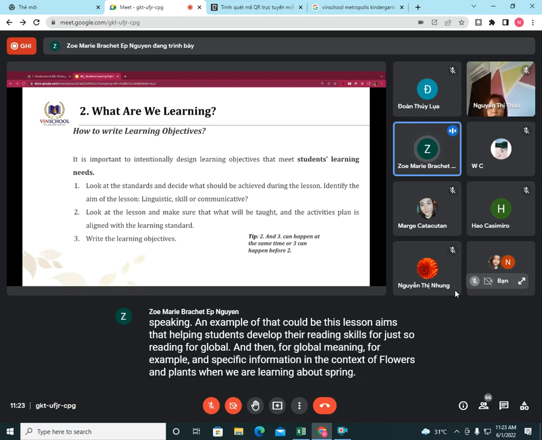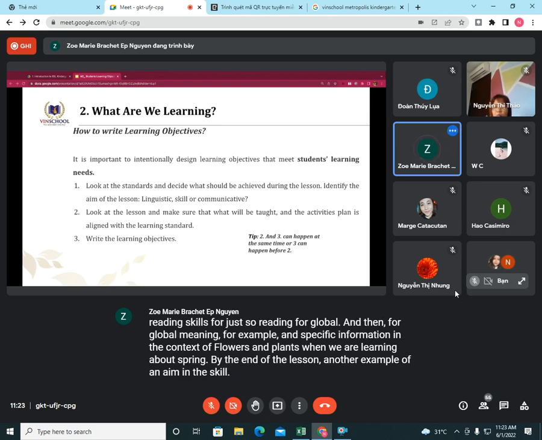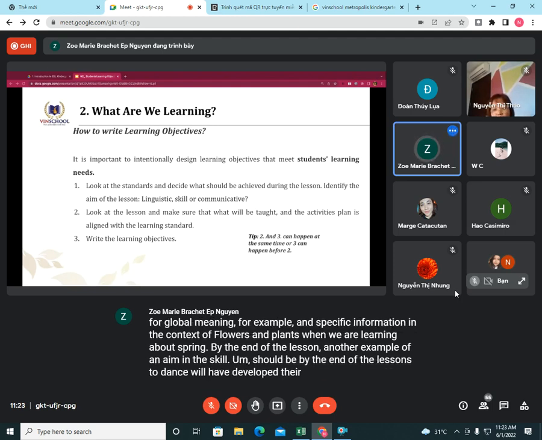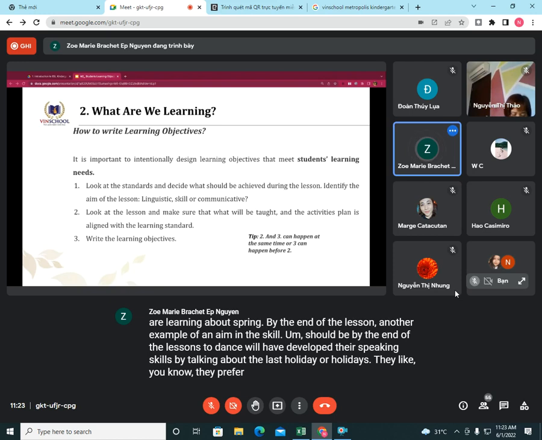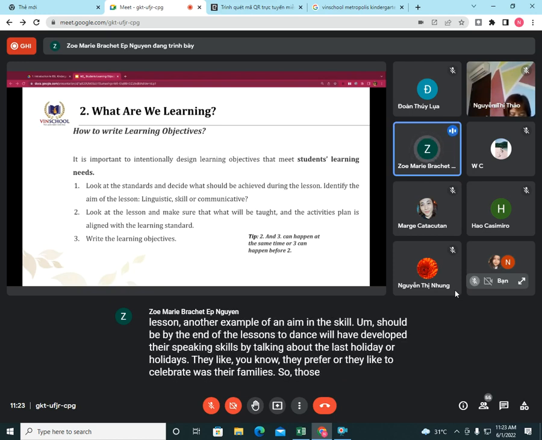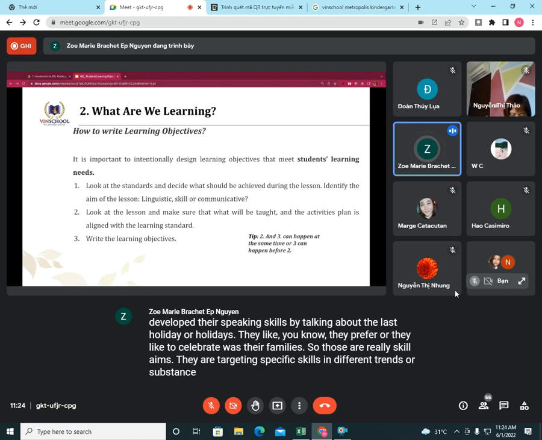By the end of the lesson, another example of an aim in the skill area should be, by the end of the lesson, students will have developed their speaking skills by talking about their last holiday, or holidays they prefer or like to celebrate with their families. So those are really skill aims. They are targeting specific skills in different strands or sub-strands of the program.